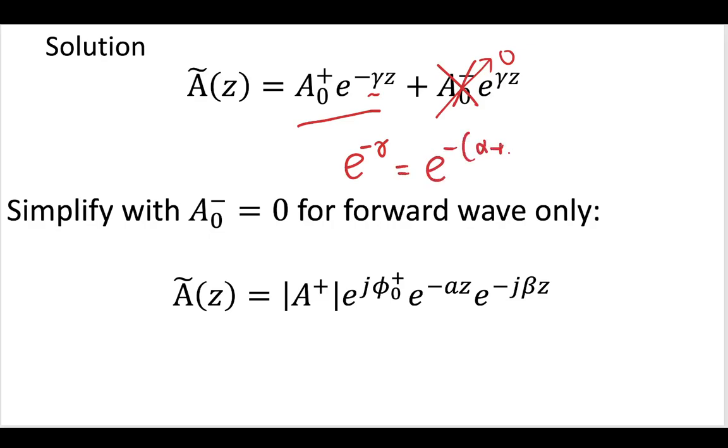Now, because this could be written as e to the alpha plus j beta, we may prefer to write our solution as a series of e to the exponents. And those exponents come from several things. This exponent comes from the angle that's possible in your coefficient, that's from the boundary condition. This one is the real part of our gamma constant, and this is the imaginary part of our gamma constant. And so we can rewrite this as this multiplication of these exponents.